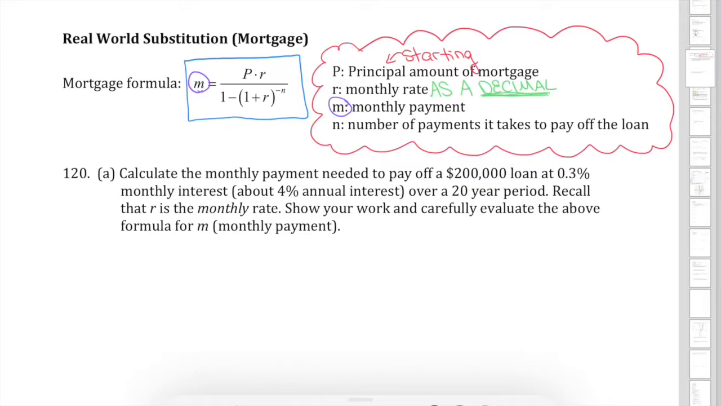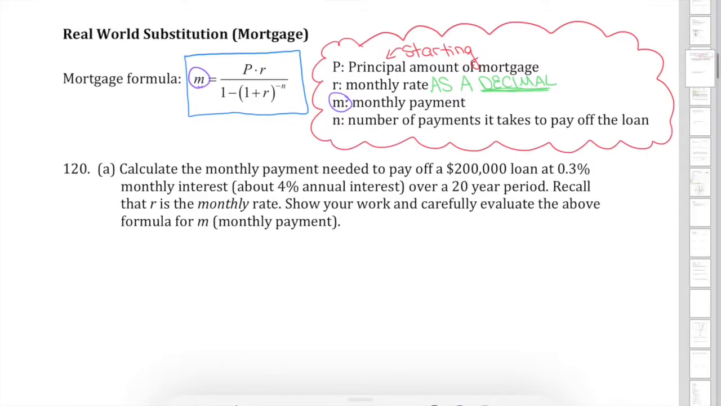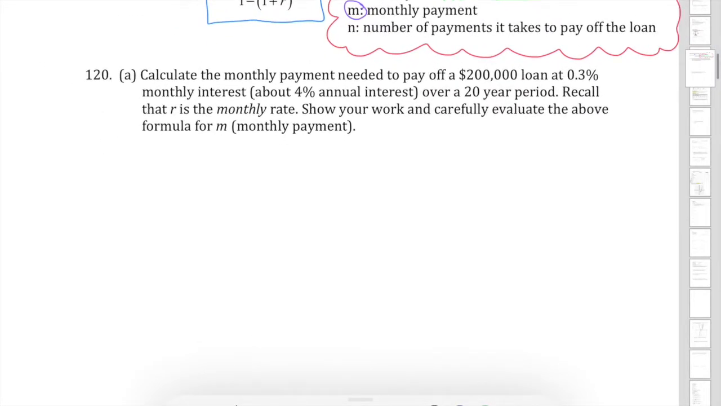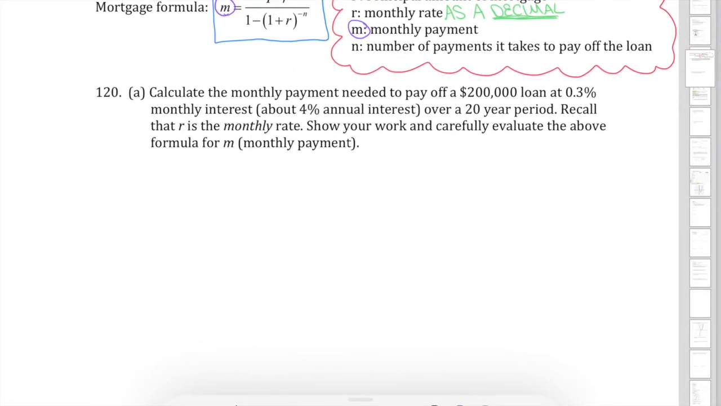And then the last thing on here is N, which stands for the number of payments it takes to pay off the loan. All this information, like I said, is going to be given to us. So we're just going to go through and figure out what all of those are for this first problem, which is 120A. So it says for this problem, calculate the monthly payment needed to pay off a $200,000 loan at 0.3% monthly interest, which is about 4% annual interest over a 20-year period.